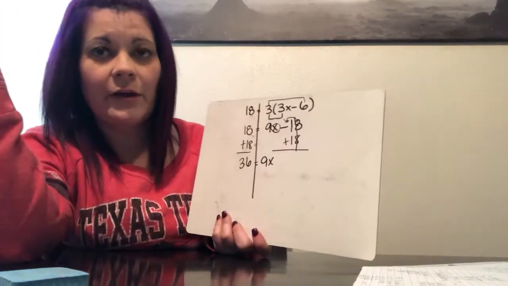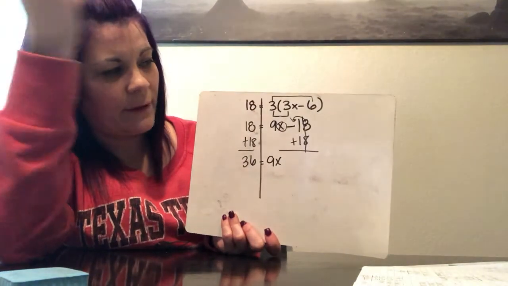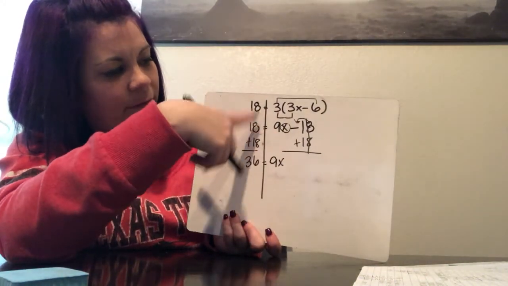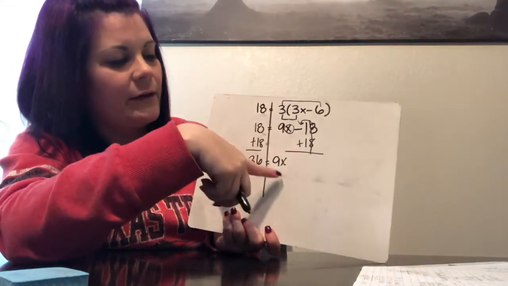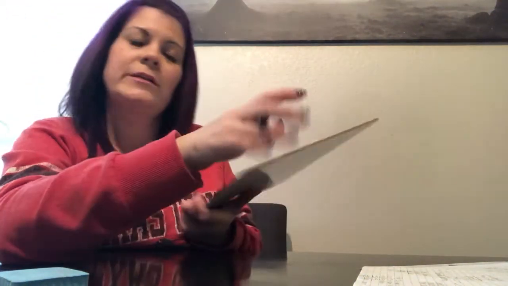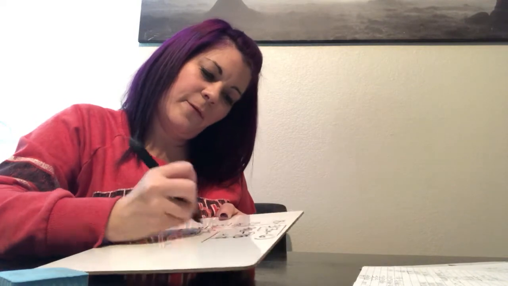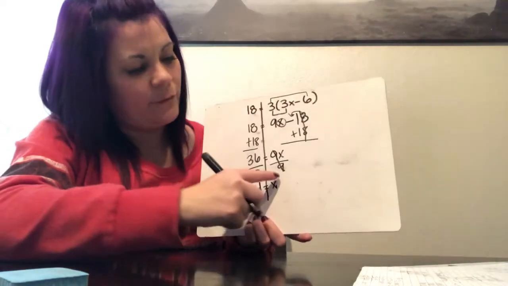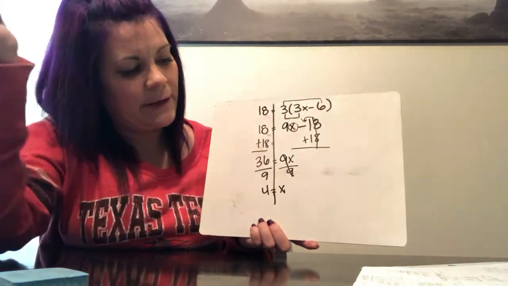You're going to get 36 equals 9x, because these cancel each other out, because negative 18 plus 18 is 0. Bring down the 9x. 18 plus 18 is 36. Now we know we're going to use either multiplication or division. Well, it's multiplication in between, so the opposite of multiplication is division. So x is going to equal 4, because 9 divided by 9 is 1x, and then 36 divided by 9 is 4.